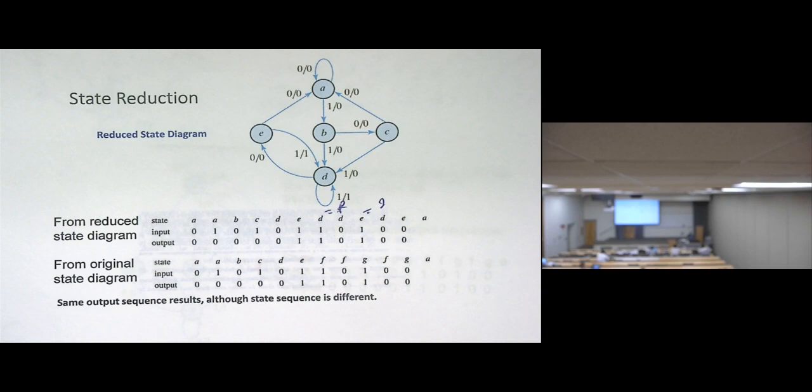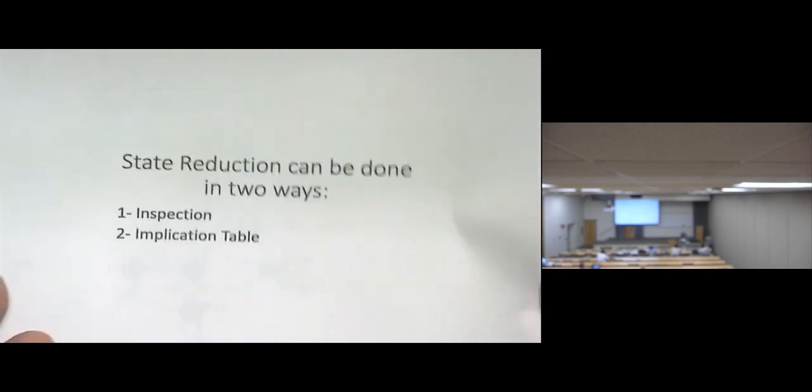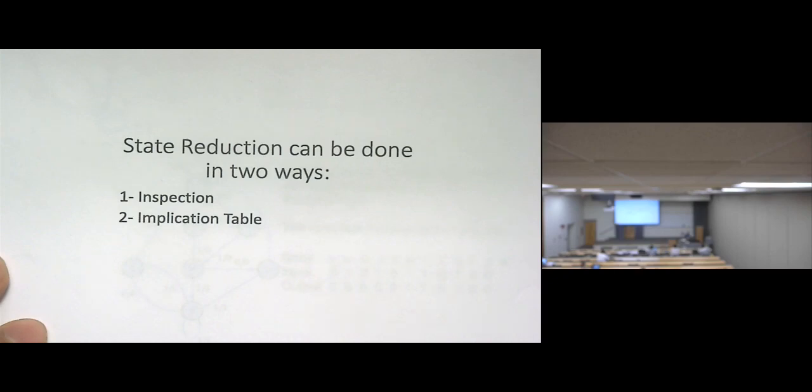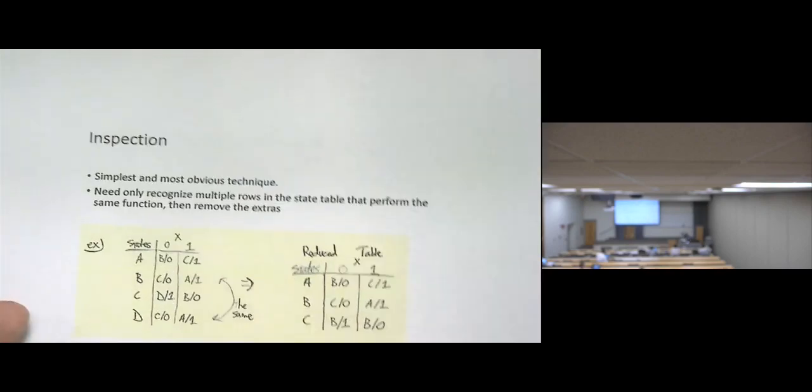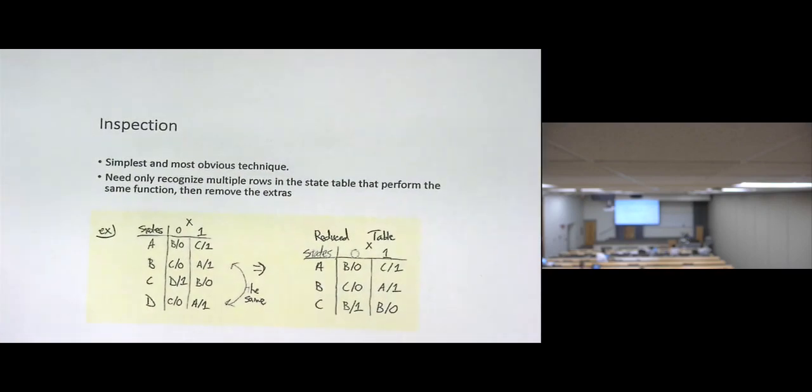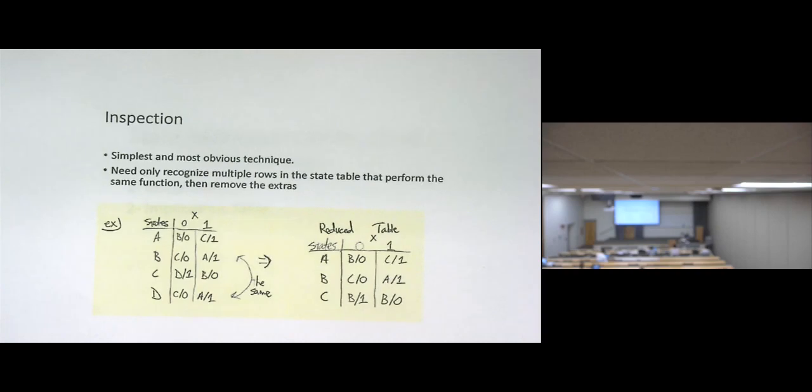Any questions? Now we can find how to do the state reduction. We can do it in two ways: the inspection, the way that I talked about, and something else we call the implication table. So how can we do the inspection first? Let me give more examples to make sure that you get the idea. Inspection is the simplest technique and maybe the most obvious; we can see it by inspection.